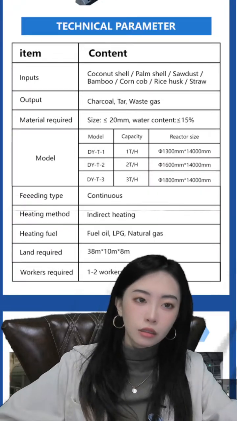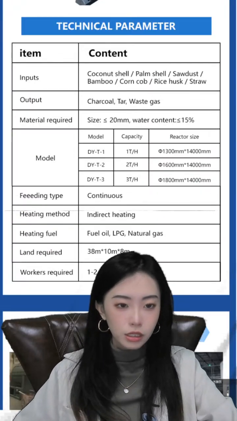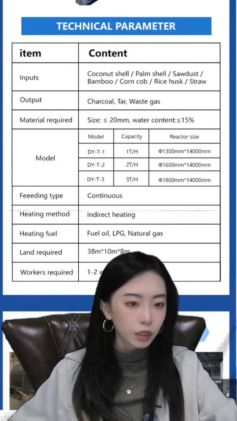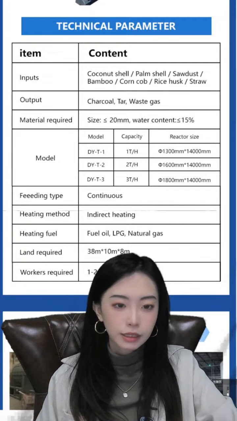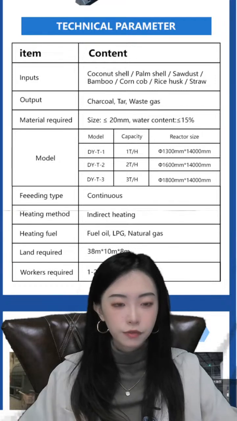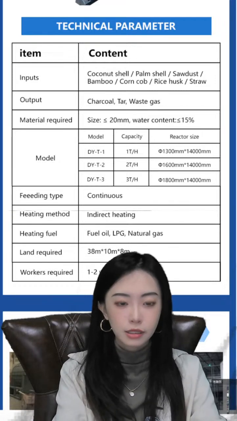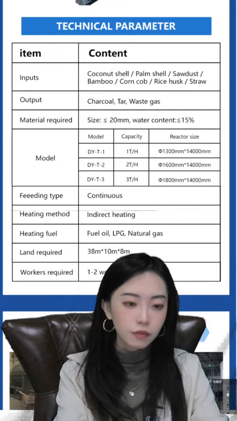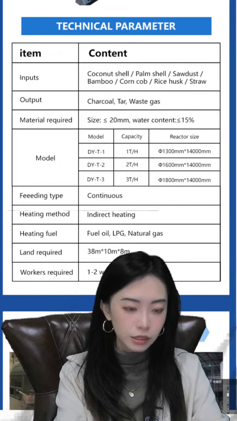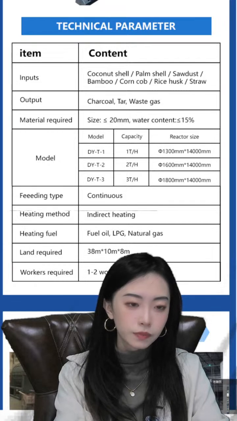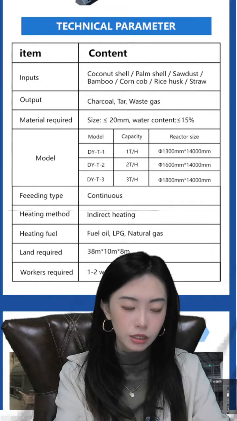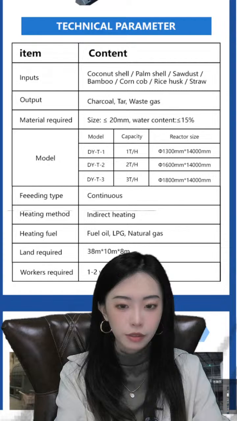This one shows the fully continuous type. Also, we have the batch type and the semi-continuous type, for different efficiency, different prices, and different certificates. If you want to know more, you can tell us. We can pass your requirements to the sales manager and give you an introduction.